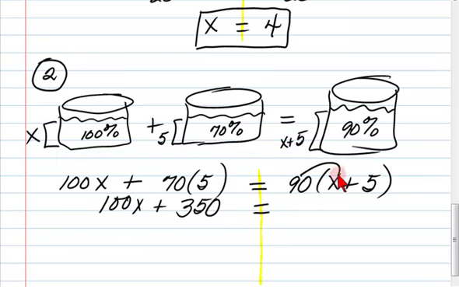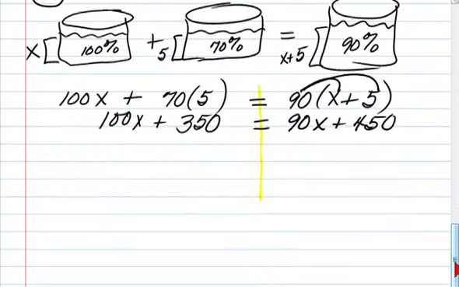So I have 90 times x gives me 90x, and I have 90 times 5 gives me 450. Is that okay? I have a variable term on the left. I have a variable term on the right. I would like to get rid of one of them. Which one would you like me to get rid of? The 90x. All right, thank you. That's the one I wanted to get rid of also. So I'm going to subtract 90x from both sides.